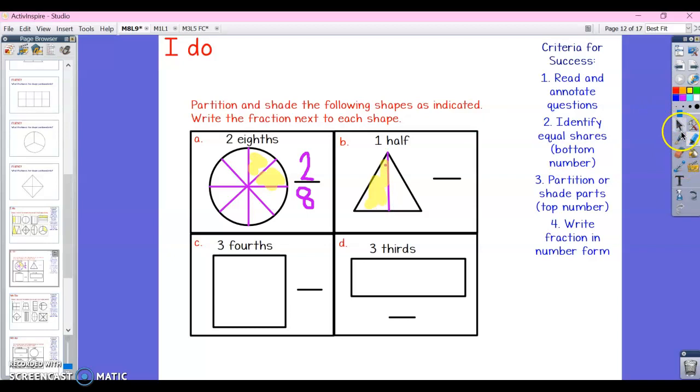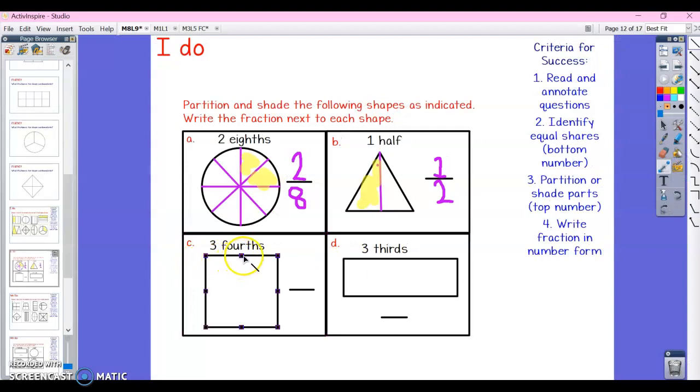Now I'm going to write my fraction. I know that my top number is going to be 1 because I have 1 shaded piece, and my bottom number is going to be 2 because I have 2 total pieces. Next, 3/4. I'm going to take my square and break it up into fourths. Now, you can choose to break your square up differently, but I just like making 4 little squares inside of one big one. It's pretty easy.